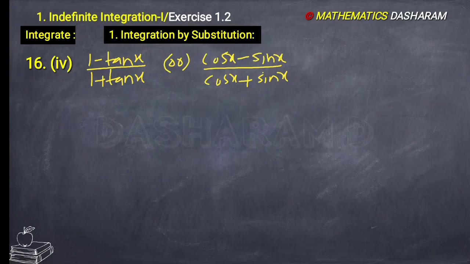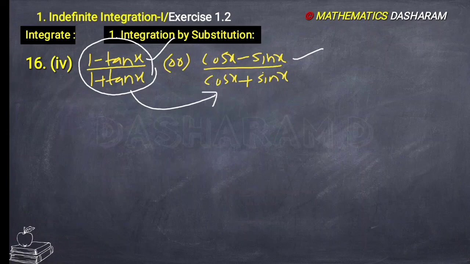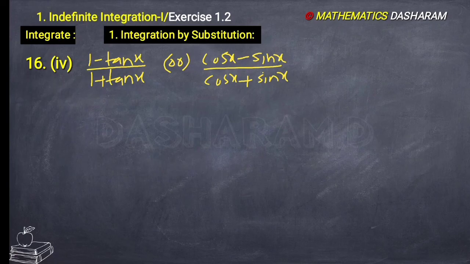Fourth question, 1 minus tan x by 1 plus tan x, or cos x minus sin x by cos x plus sin x. If you simplify this function, you will get this. See here how we will get cos x minus sin x by cos x plus sin x. Here 1 minus tan x by 1 plus tan x.